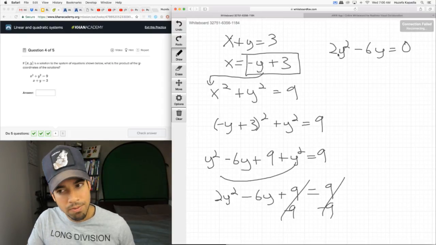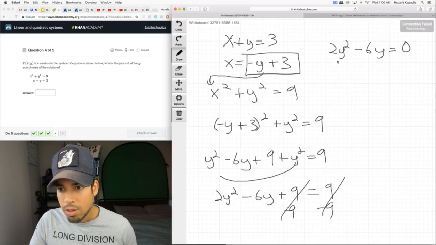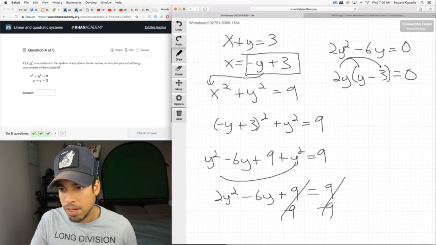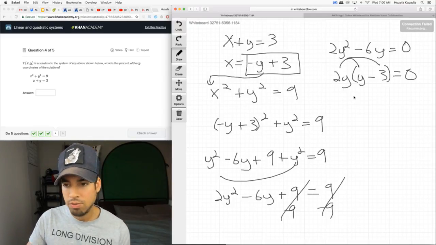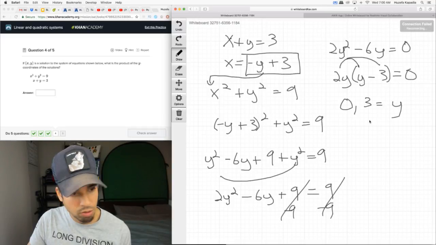This is interesting. We don't FOIL it, or we don't factor it the exact same way. Now we can factor out a 2y, and you just have a y minus 3, like this. If we redistribute it, we get 2y squared minus 6y. That's how we know we've factored this correctly. And then what are the two values that make this go to 0? Well, when y equals 0 for this term, boom. And when y equals 3 for this term, boom. And that's it. y equals 3 and 0.